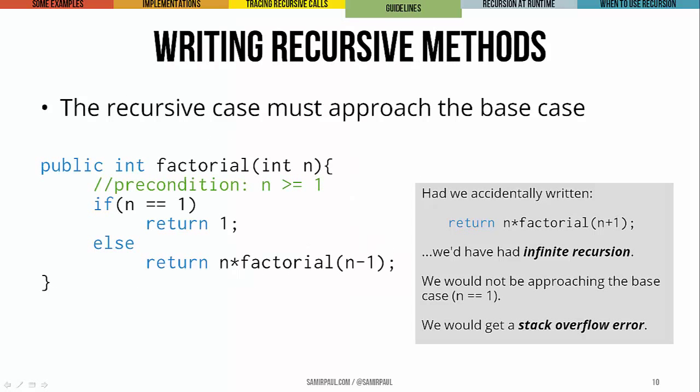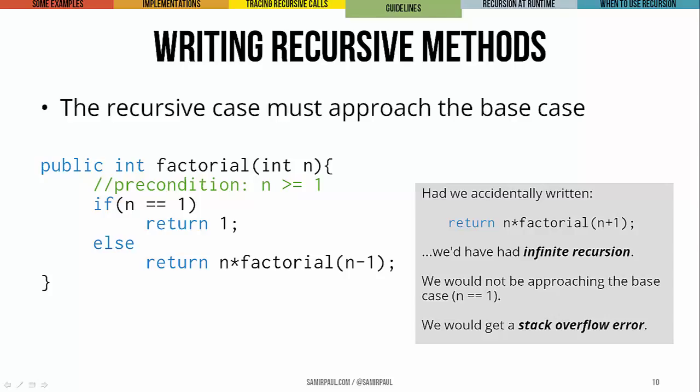Now, the same way that you have to protect yourself from writing infinite loops, you have to make sure that you don't end up in infinite recursion as well. You've got to have a well-defined base case, a stopping case. For the factorial method, this is the case of n equals 1. In that case, we know we've stopped, we return 1. That's our base case here.